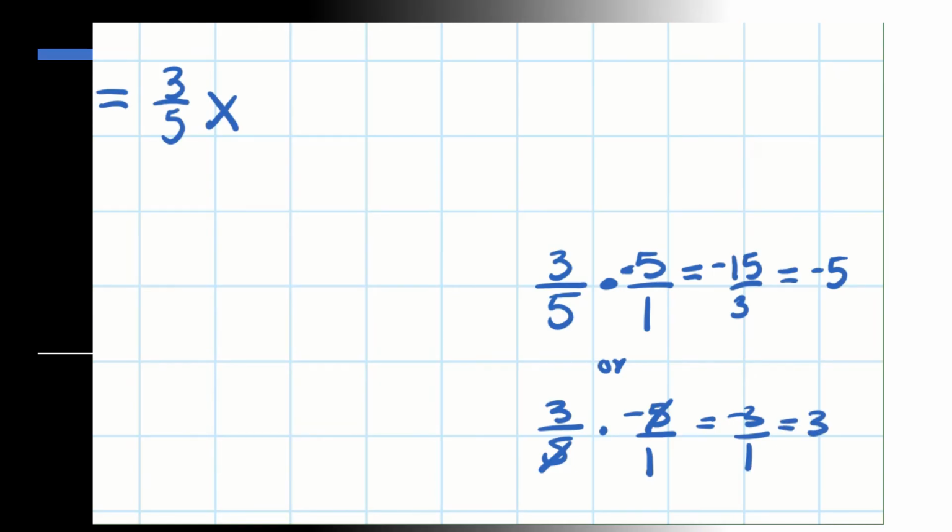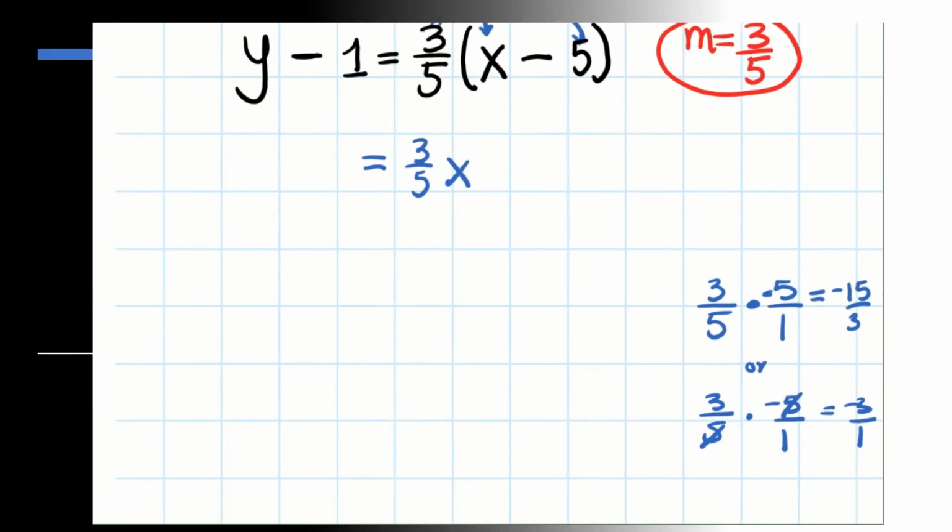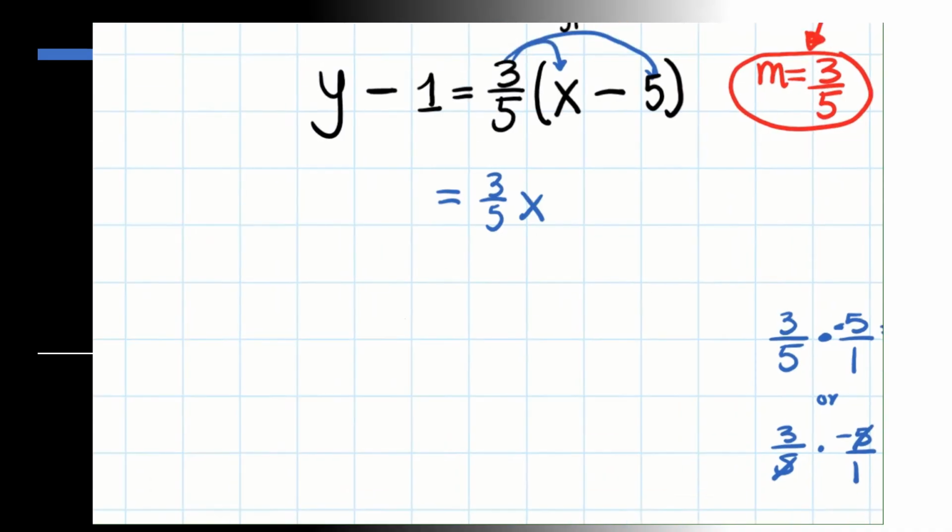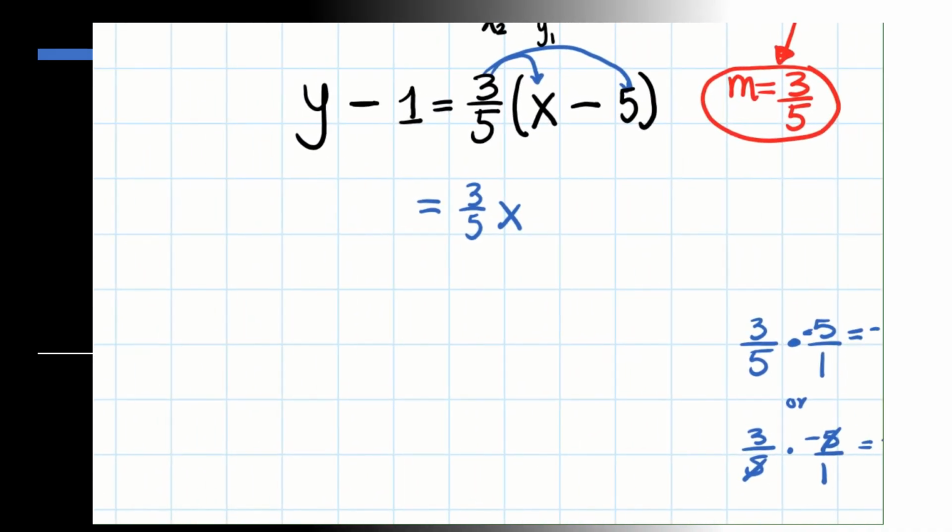Since we can cross cancel, that will leave us with negative 3 over 1, which is the same as negative 3. And let's fix this answer, right? Because it should give us the same answer if we do it in different forms. So that would give me negative 3. And we're going to rewrite the left side since we didn't do anything with the left side.